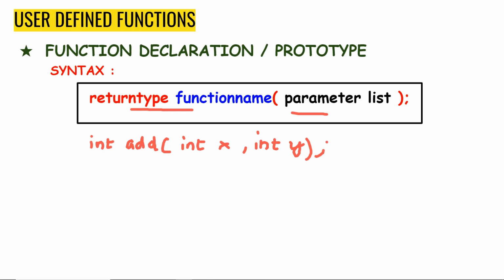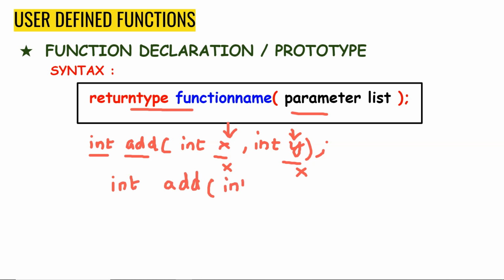Here the return type in this example is integer. The function name is add. And we are passing two parameters which are of integer type. The variable names for the parameters are x and y. So here the name is optional. Even if you don't specify the name, it is okay. Only specifying the data type is also sufficient, like int add(int, int). Close the parenthesis and terminate the header with a semicolon.